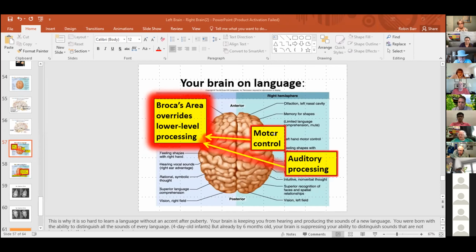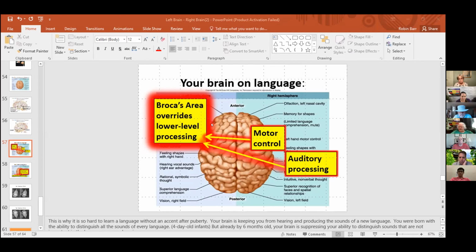Same with producing it. Your mouth can produce those two sounds, but when you send that control over to Broca's area, when you're speaking English, you must produce the aspiration at the beginning of a word, like pin, and you must not produce the aspiration after an S, like spin. And it's very difficult to reverse it. It's very difficult to produce an unaspirated P at the beginning of the word.